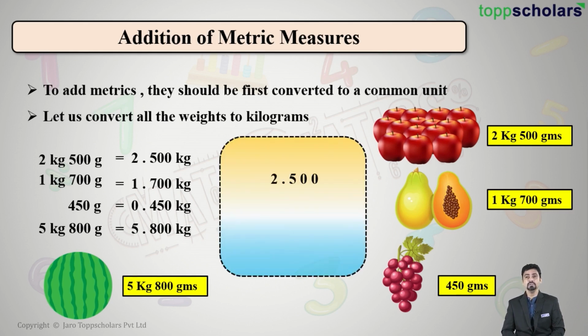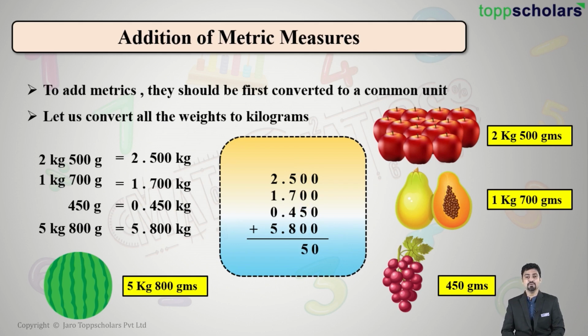Now let us add them. So we add 2.500 plus 1.700 plus 0.450 and 5.800. We add all of them. Now, we'll start from the extreme right-hand place, that is the thousandths place. So, all the zeros add up to 0. In the next place to its left, we have 3 zeros and 1 5. The addition will be simple, 5.